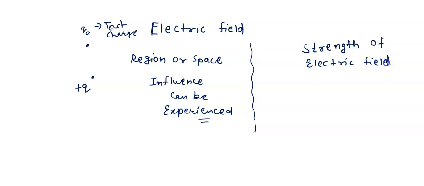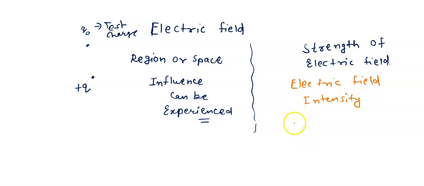Okay, now the strength of an electric field is defined by a term called electric field intensity. This is the term which actually gives us the idea about the strength of the field at a place.